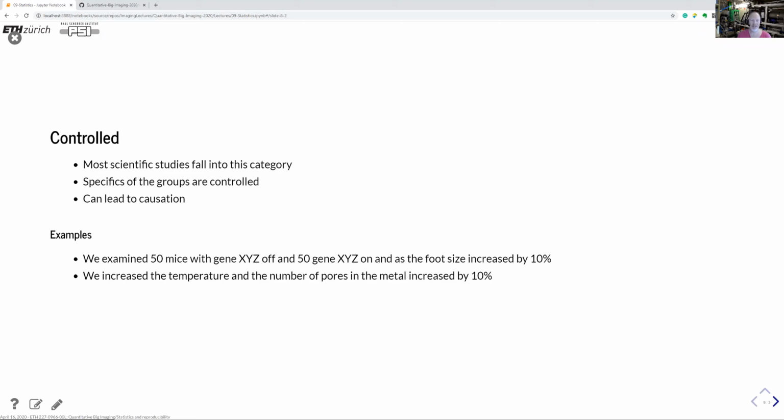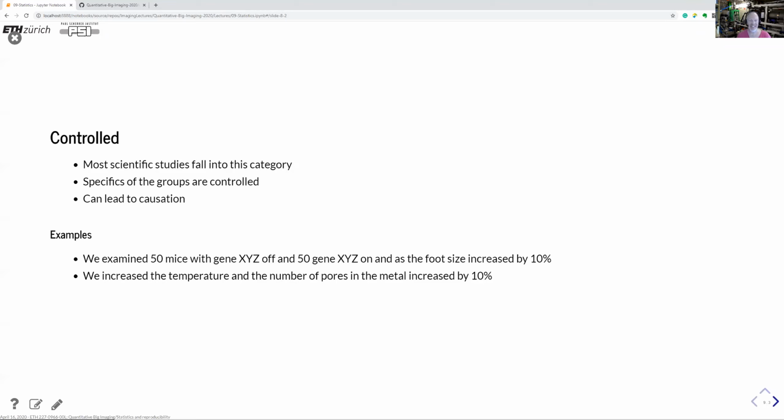Example of that, we have, for example, 50 mice with gene XYZ off and 50 mice with it activated, and we see that the foot size increased by 10%. That's an interesting gene, by the way.